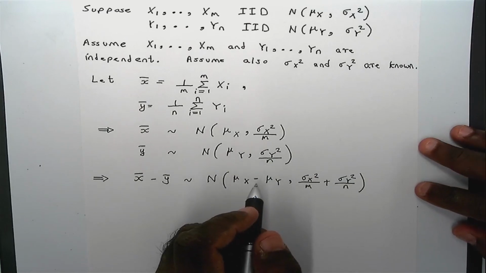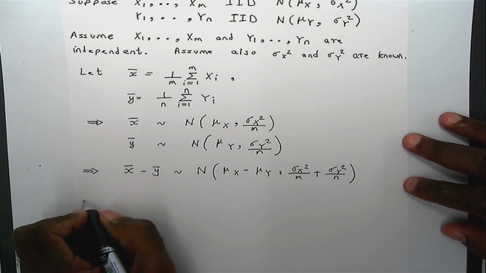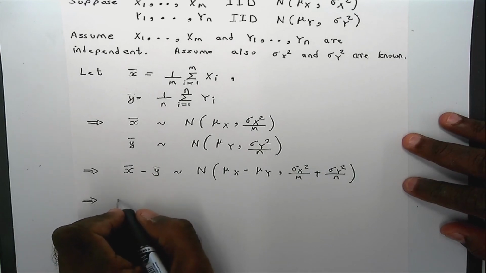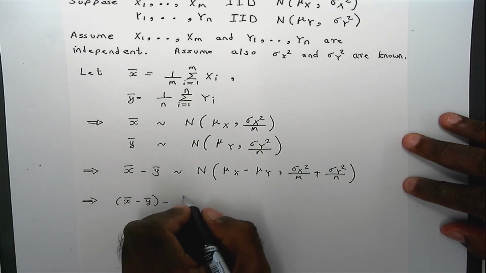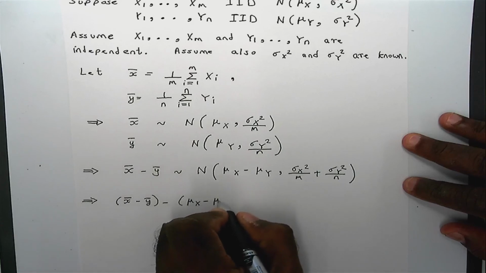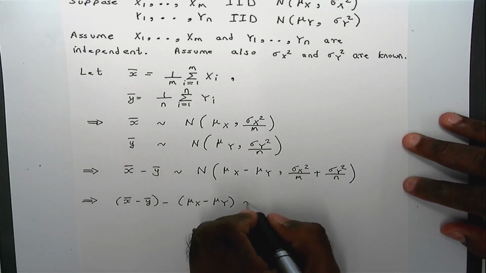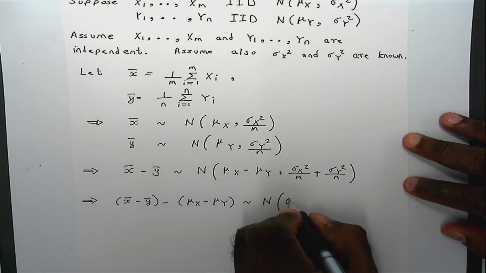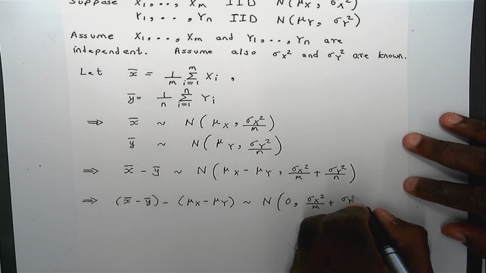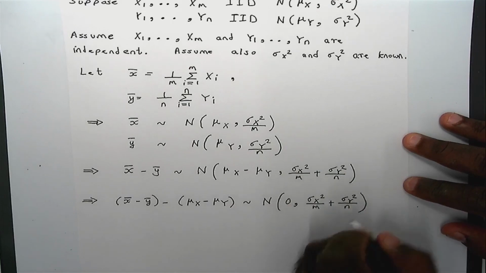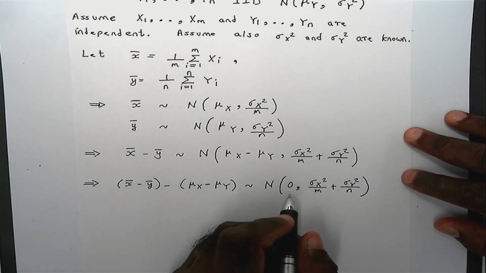Next, I'm going to subtract this on the left and the right. So you will get this. Now if you divide the left and the right by the square root of this, you will get this.